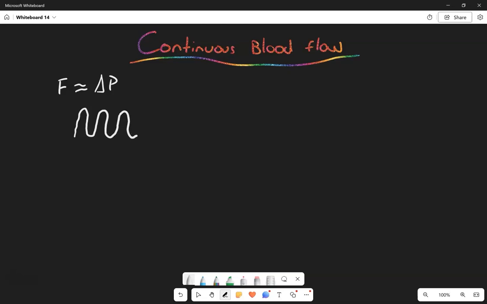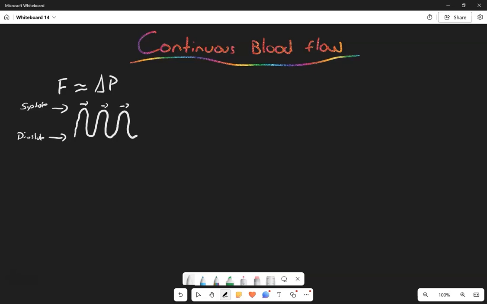decrease in pressure. And this corresponds to ventricular systole and ventricular diastole. So if we have this rise in pressure and decrease in pressure, why doesn't the blood just flow, stop, flow again, stop, flow again?